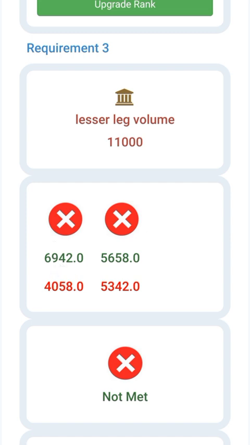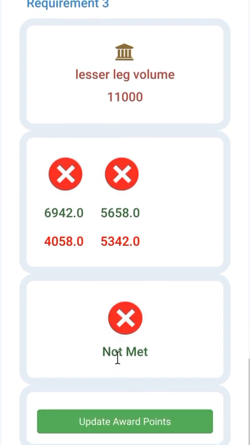So here now it means that for the left leg, about 4,058 PVs is needed on the left, while on the right leg, about 5,342 PV is needed on the right leg. Now, for this account to qualify for silver, after meeting other requirements above, like requirement one and two, this is the award PV left over for this account to qualify. So you can see here is what is not met.